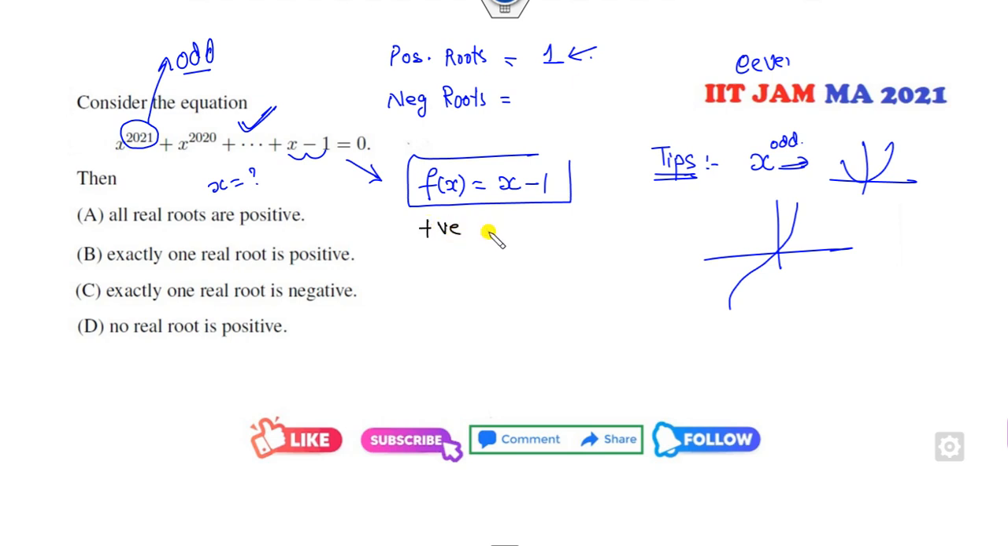Now you can see. Can you find the number of positive roots? There is one change in sign, 1. How many negative roots are there? What is the value of f of minus x? Minus x minus 1. So that means 0 negative roots.